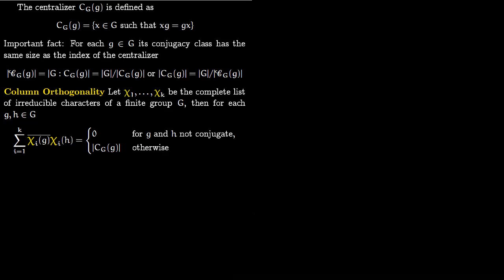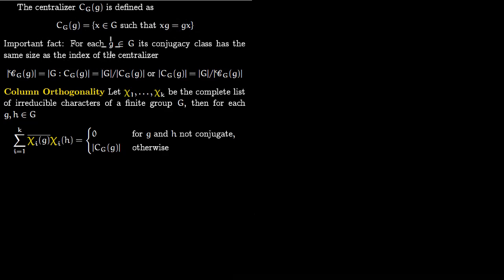In this lecture, we talk about column orthogonality of the character table. So we start by defining the centralizer. You fix an element G of the group. The centralizer is the set of all elements of the group which commute with this fixed G, and we write it like this.